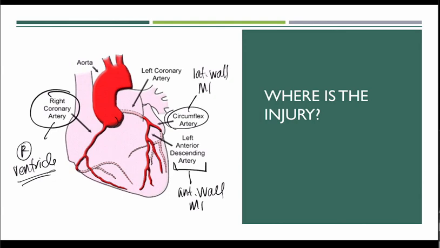If someone has a left main coronary clot, MI, this is by far the most deadly, because the left main coronary artery feeds basically the entire left ventricle, because that's what the anterior descending and circumflex branch off of. So if someone gets a clot here, this is the worst area to have an obstruction of flow.